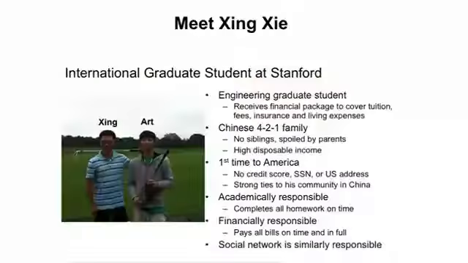segments. So here was one that the startup was actually trying to understand how to find foreign students at universities. And so they were putting together their archetype. And this was just a definition of meet this student, and here's who they are, and here's their family, and oh, this is their first time in America. And because it was about providing financial services to foreign students, they actually understood something about their credit score, about social security number, U.S. address, whether they were responsible academically and financially, and whether their social network was responsible.